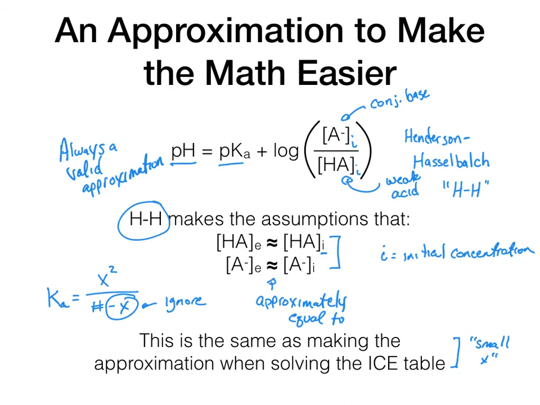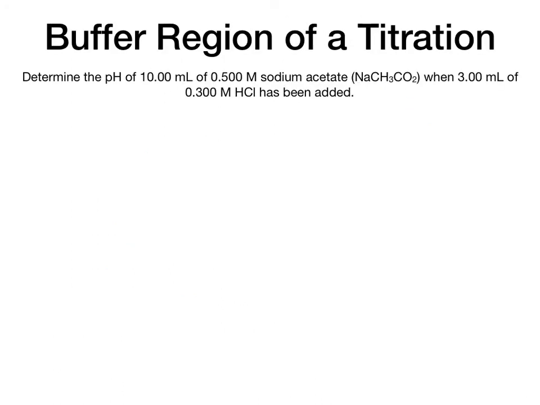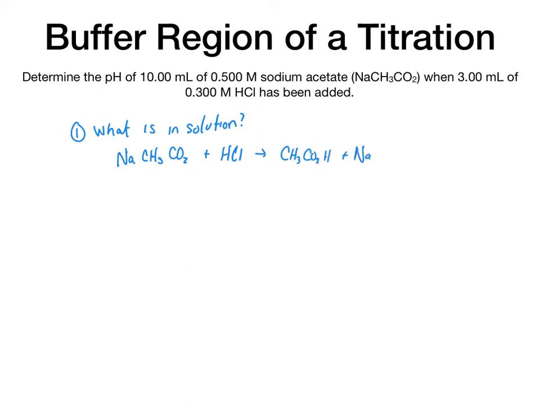Okay, so let's work through an example of a titration in the buffer region using the Henderson-Hasselbalch equation. So our step one, we need to say what is in solution. And so to do that, we have to see where we are. And so we have to do the stoichiometry.